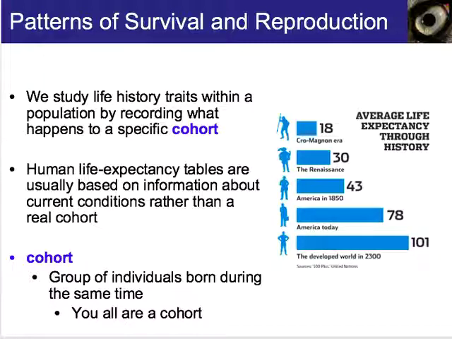So this is the average life expectancy through history. And you can see that during the Renaissance, if you made it to 30, that's old. So I'm over the age of 30, and so I would be ancient in the Renaissance. In 1850, if you made it to 43, you were pretty much considered old. And then in America today, if you make it to 78, you're doing pretty good. And we are expected to live past 100.